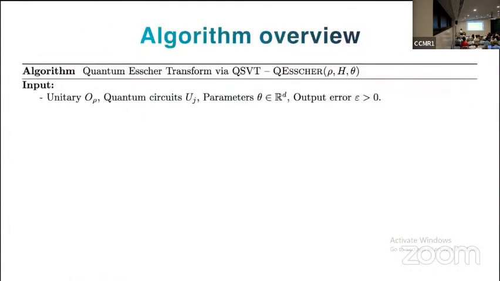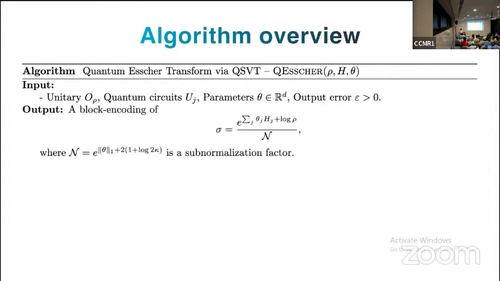And let's go through the algorithm framework. The inputs of our algorithm are our unitary, which prepares the purification of the density operator, and the block encoding of the observable H_j, which is U_j, and the parameter vector theta. We aim to output a block encoding of the subnormalized Esscher transform state, which is sigma here.